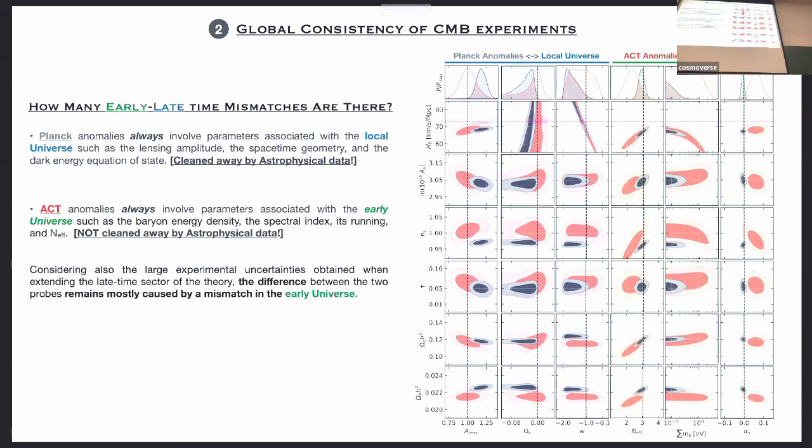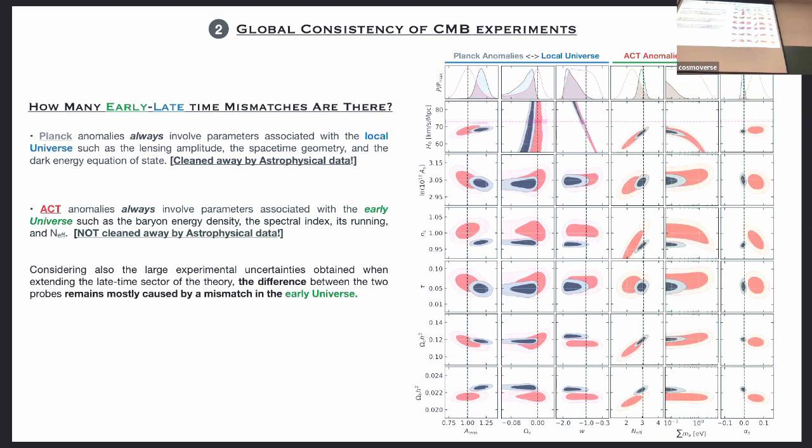So let me try to just recap and interpret a little bit these results. At least my personal interpretation is that both Planck and ACT show mild to moderate deviations from ΛCDM. But interestingly, all Planck anomalies are related to parameters related to the local universe, such as the lensing amplitude, the curvature, and the equation of state of dark energy. And all of these anomalies can be cleaned away if we consider local probes, such as BAO and supernovae, as we shall see in a moment.